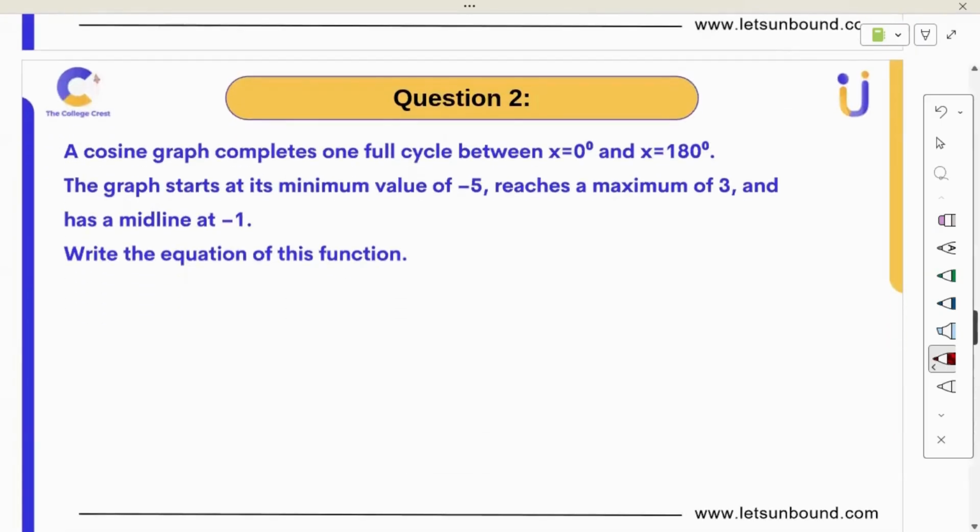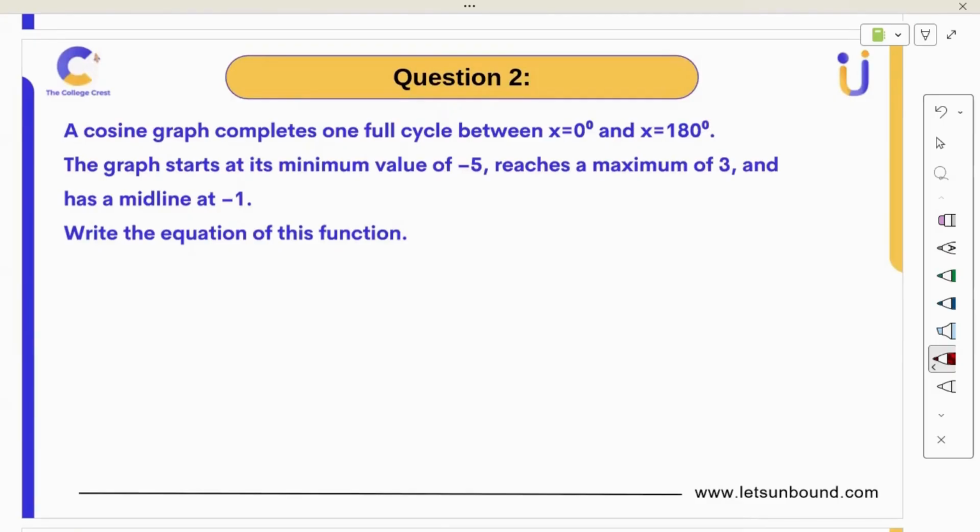Question number 2. A cosine graph completes one full cycle between x is 0 and x is 180. The graph starts at its minimum value of minus 5, reaches a maximum of 3, and has a midline at minus 1. Write the equation of this function.